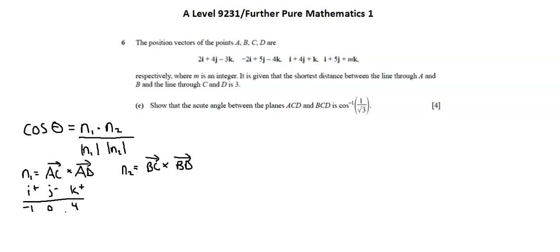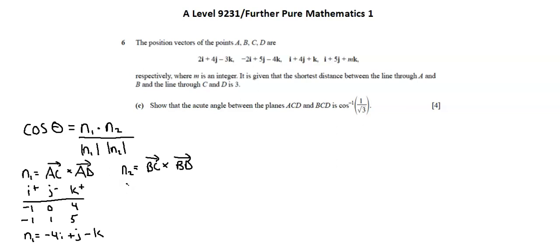The same for AD, D minus A, -1, 1, and 5. When I work through the minor determinant calculations and simplify, I have normal 1 equals -4i plus j minus k.